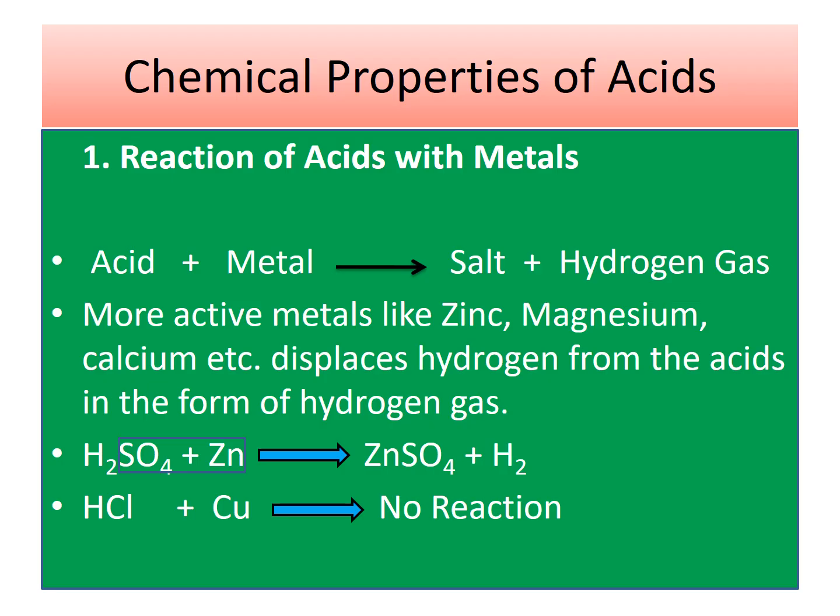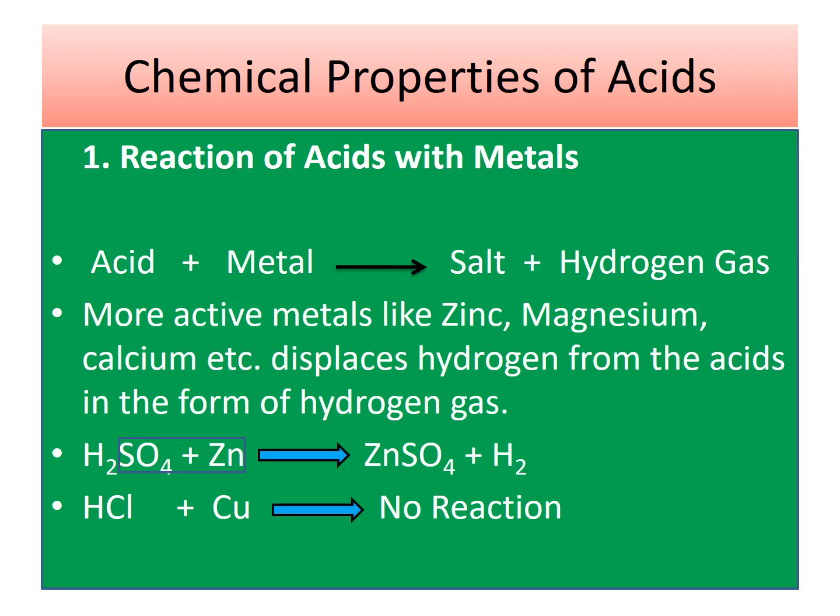Zinc reacts with sulfuric acid H2SO4 to form zinc sulfate and hydrogen gas is released. In this reaction you can see a box has been placed over here. This box encloses and shows the formation of a salt. So the metal combines with the anionic part of the acid and hydrogen gas is liberated from the acid.